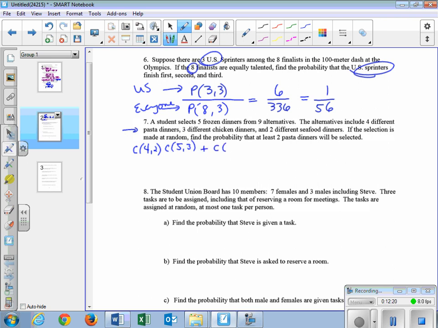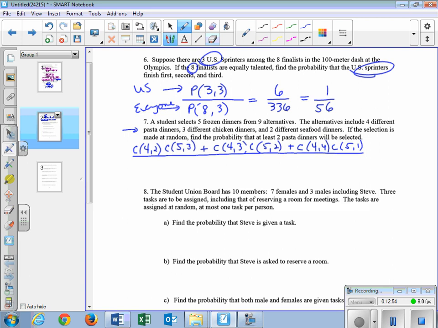Or I can have a combination of the pasta dinners choosing 3, and that means of the non-pasta dinners, that's combination 5 choosing 2, or I can have combination 4 choose 4, combination 5 choose 1. Wow, that's a lot of work. That's just my numerator. That's just the number of ways I can get at least 2 pasta dinners.